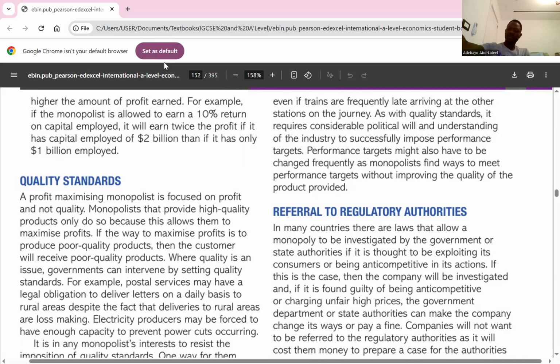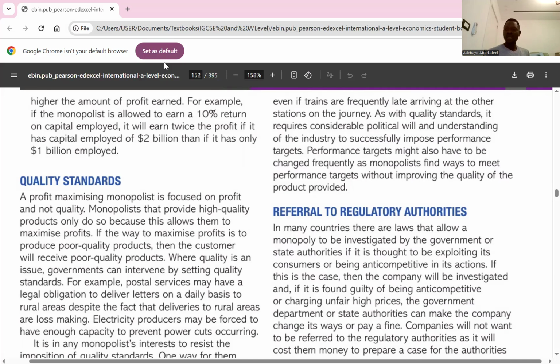The next one, referral to regulatory authorities. When we talk about referral, we're talking about reporting a firm to a regulatory authority. Are you with me? So for referral, it simply means people or individuals have reported a certain firm or a monopolist to a regulatory body. So that is what referral to regulatory authority simply means.